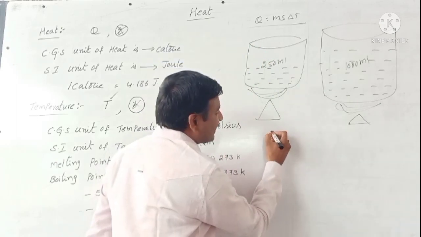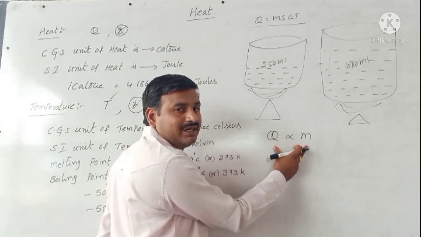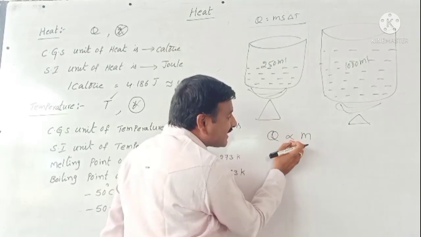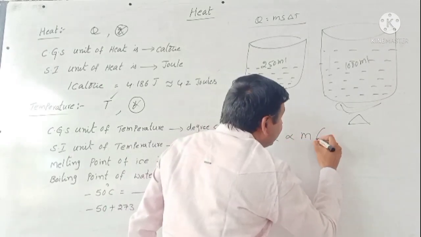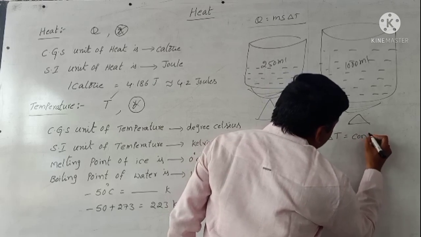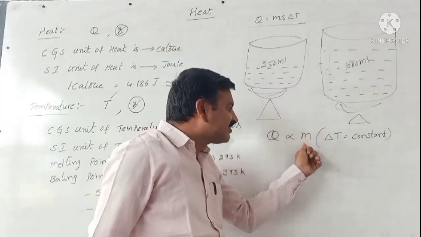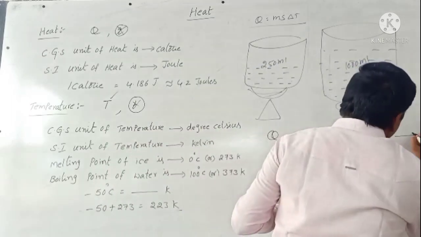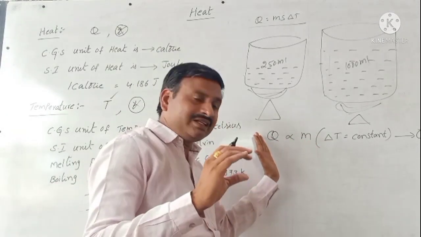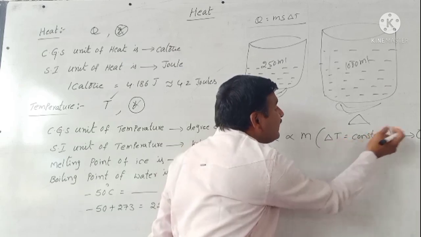So the amount of heat absorbed by a body is directly proportional to its mass. What do we conclude? The amount of heat absorbed by a body is directly proportional to its mass. Delta T means temperature change. In both cases, delta T is constant, meaning both beakers are heated through the same temperature. So this is equation 1: Q is directly proportional to m, when delta T is constant.